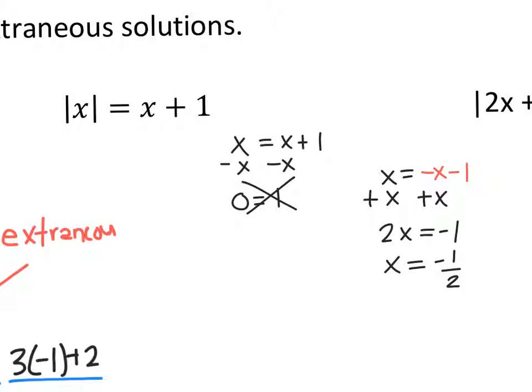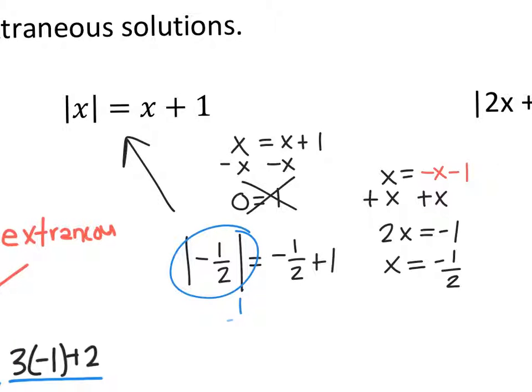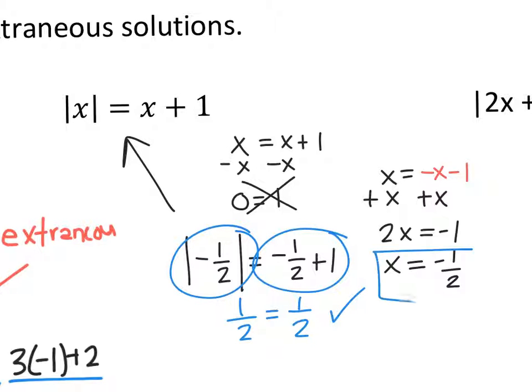So we can check x equals negative 1/2 and see if that works. Does the absolute value of negative 1/2 equal, because I'm plugging back into the original one, negative 1/2 plus 1? So the absolute value of negative 1/2 is 1/2, and this is 1/2. So it checks. So this is my solution.